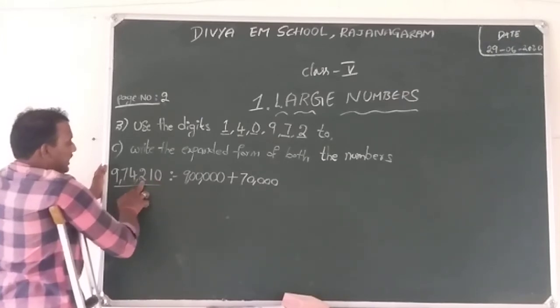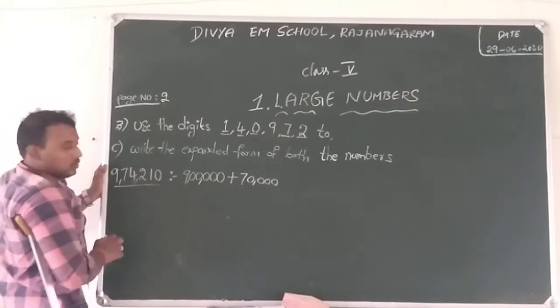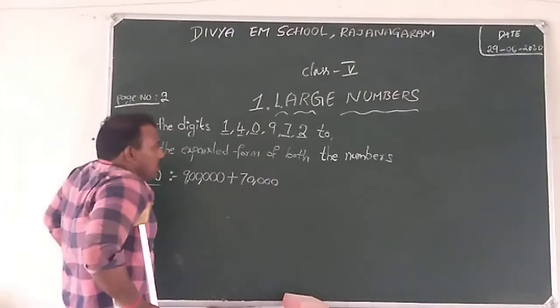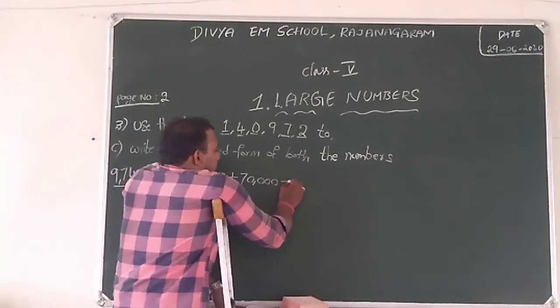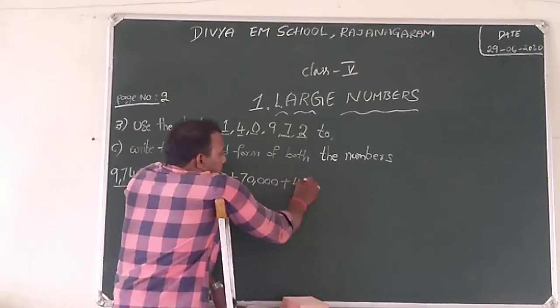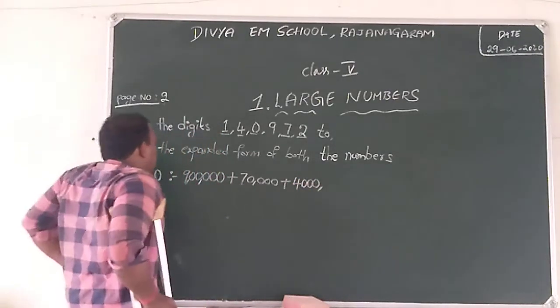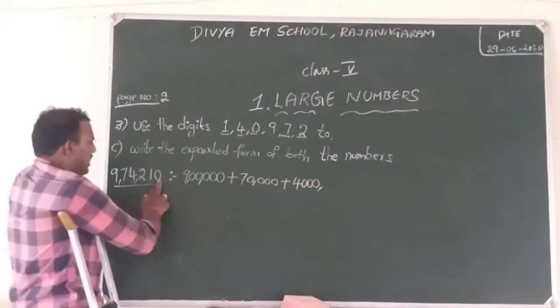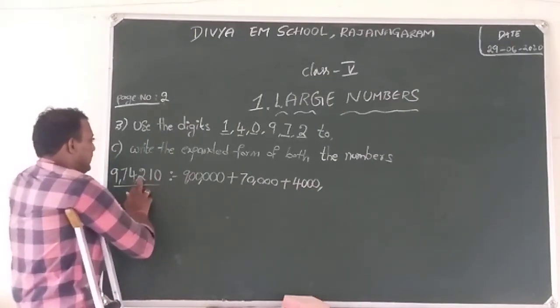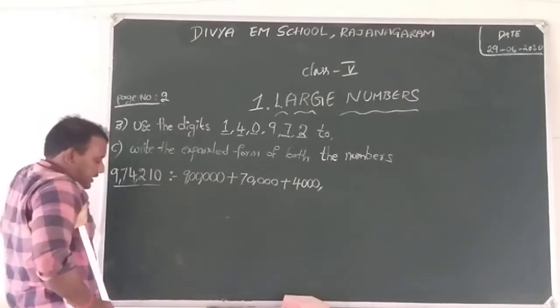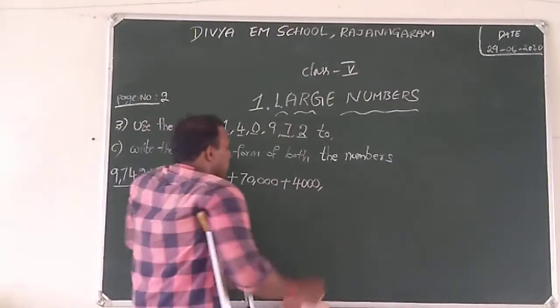Ones, tens, hundreds, thousands. So 4 is in the thousands place. So 4 into 1000, 4000. We need to write 4 into 1000, 4000 here. Okay. Now we will move to the hundreds place. That is ones, tens, hundreds. In the hundreds place we are having 2. So 2 into 100, 200.